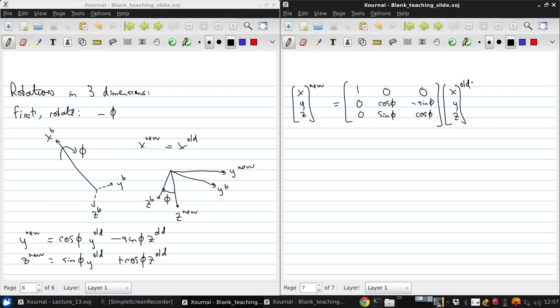Then we do the same process for the other two rotations. And if we take the product of all three, we get the 3x3 transformation matrix from E to B, which is big and nasty looking, but looks like this. Cos theta cos phi, cos theta sine phi, negative sine theta.